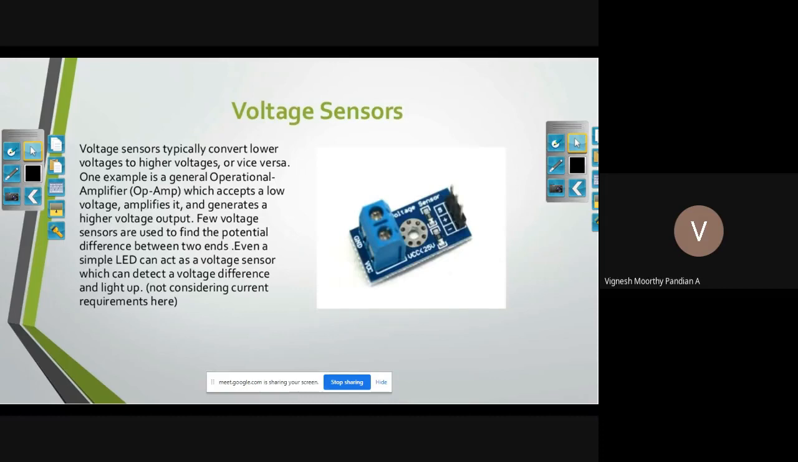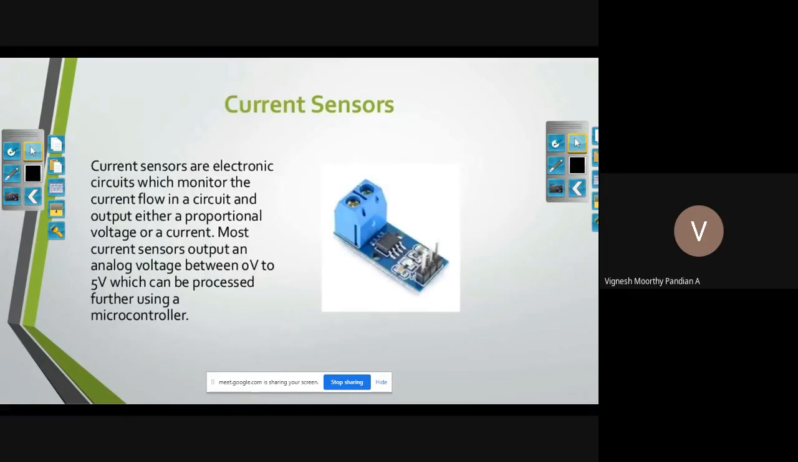Next one is the voltage sensor. Voltage sensors typically convert the lower voltages to higher voltages or vice versa. One example of this voltage sensor is a general operational amplifier which accepts the low voltage, amplifies it, and then generates a higher output voltage. So this is one example of voltage sensor.